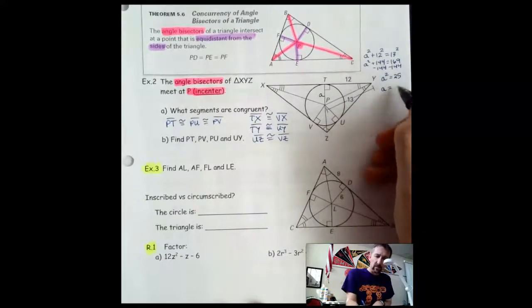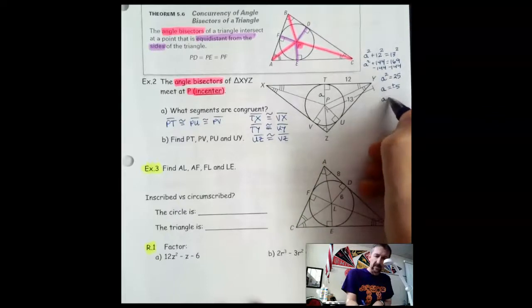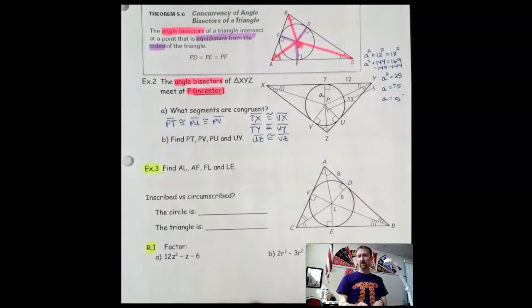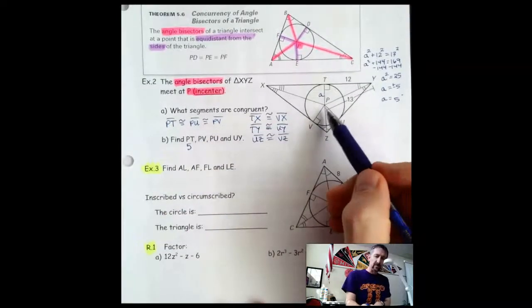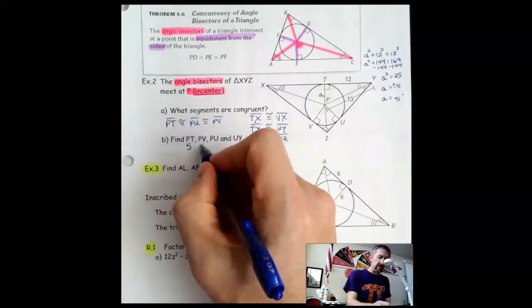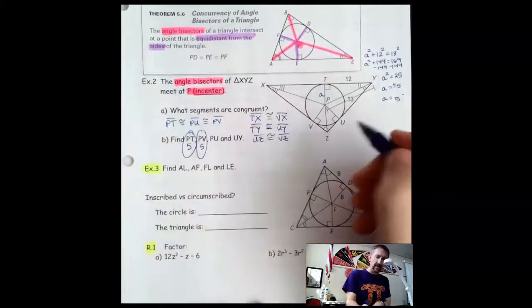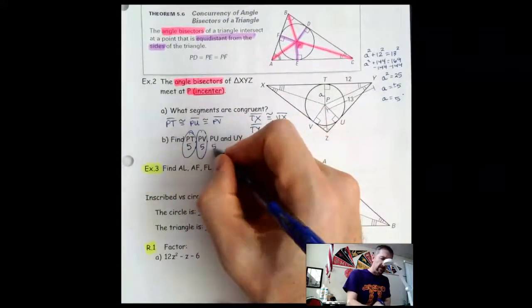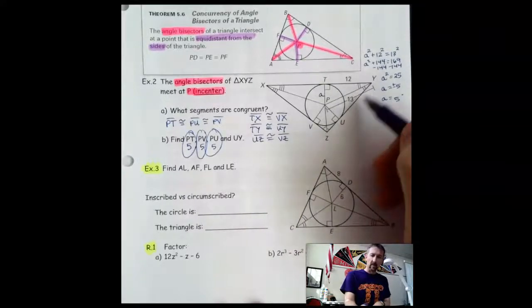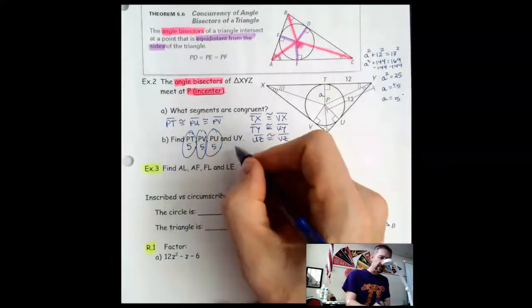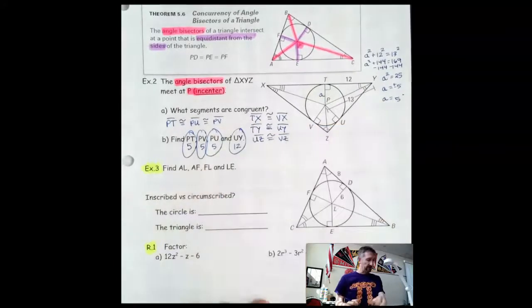So A equals 5. Now technically we're going to get A equals plus or minus 5, but that doesn't really make sense to have a negative 5 for a radius of a circle. So it's just going to be 5. So PT is 5. Then it asks for PV, that's going to be 5 also. And then PU, that's going to be 5 also. And then it asks for UY. UY is going to match that, so that's going to be 12. Okay?